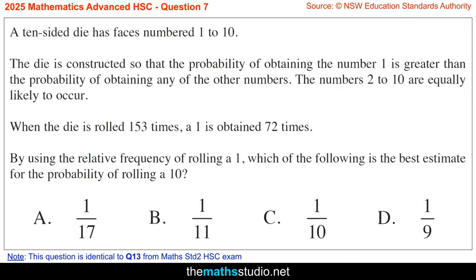Question 7. A 10-sided die has faces numbered 1 to 10. The die is constructed so that the probability of obtaining the number 1 is greater than the probability of obtaining any of the other numbers. The numbers 2 to 10 are equally likely to occur. When the die is rolled 153 times, a 1 is obtained 72 times. By using the relative frequency of rolling a 1, which of the following is the best estimate for the probability of rolling a 10?